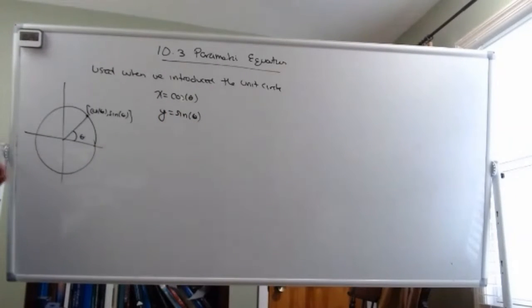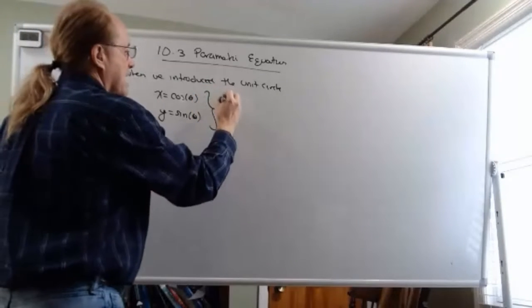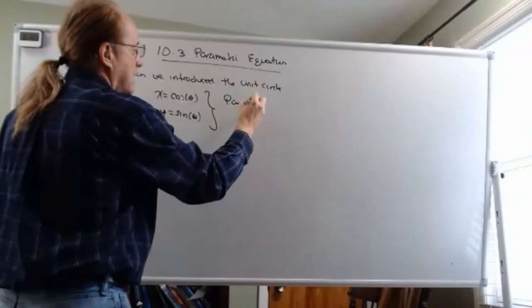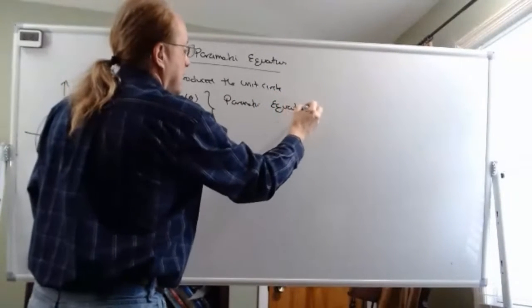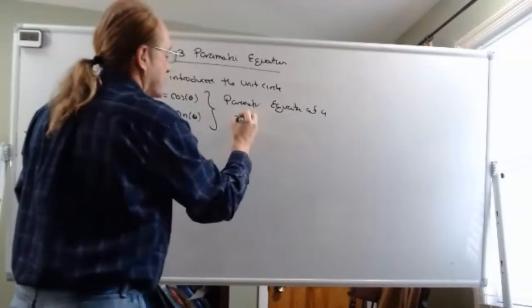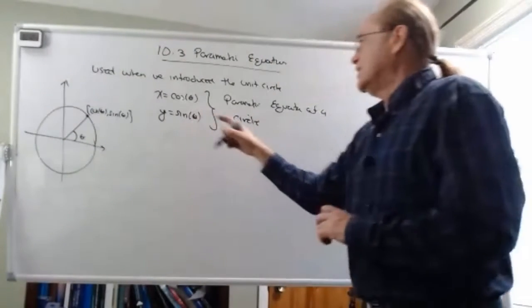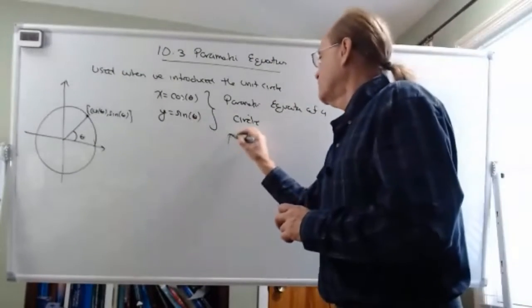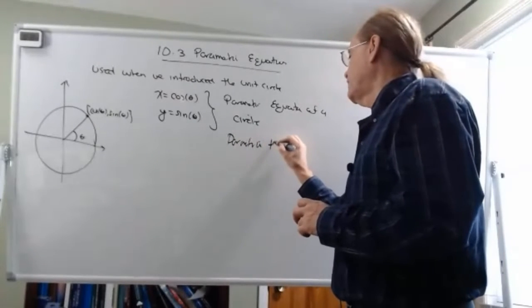Well, this is what a parametric equation does. It defines points on any sort of relation. So this is what we call a parametric equation of a circle. The parameter here is theta. The parameter is the angle theta.